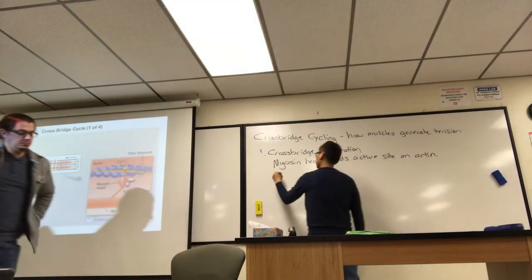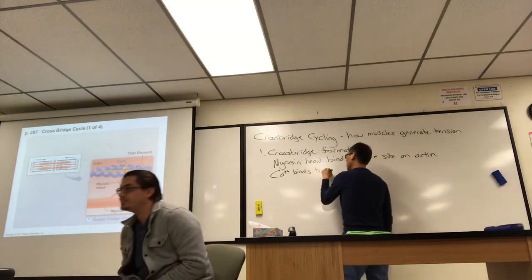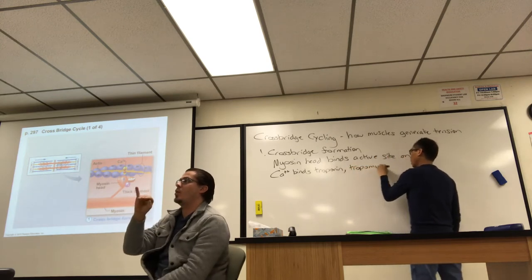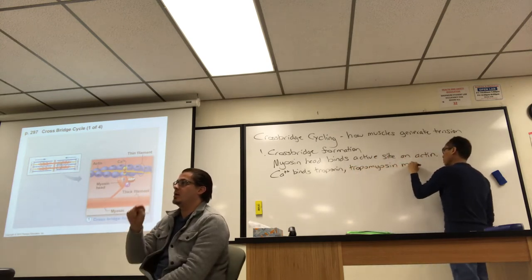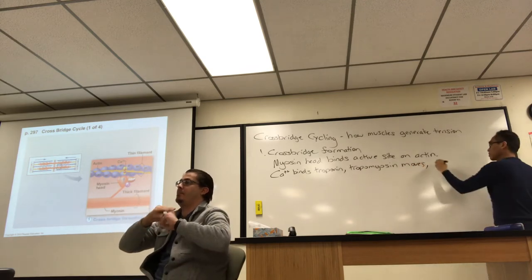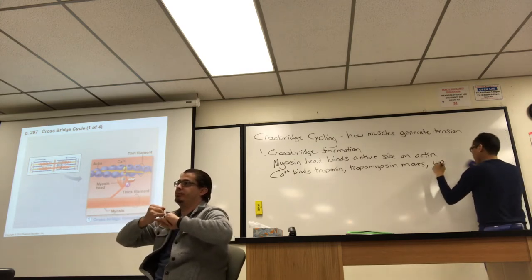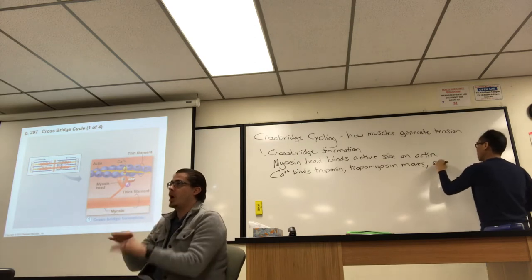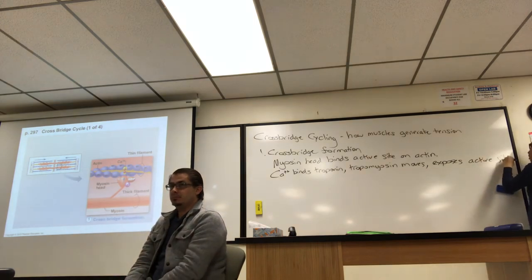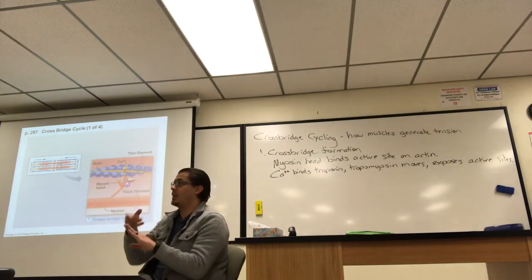So calcium binds troponin. As a result, tropomyosin moves, therefore uncovering, exposing the active sites. I'll say exposes. So that's what had to happen previously if we get the cross-bridge.